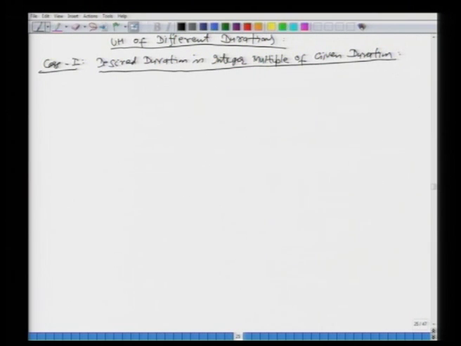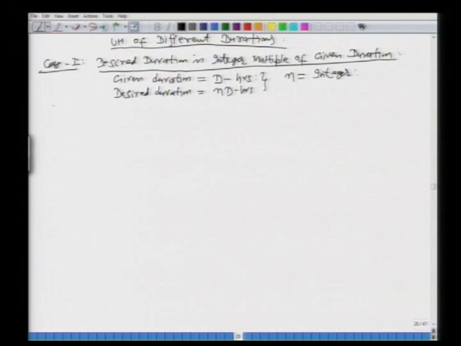That is to say, if the duration of the given unit hydrograph is d hours, and then you want to find out a unit hydrograph of a duration which is n times d hours, where n is an integer. So, this is case 1 in which n is an integer. Later on we will look at case 2 in which n can be a fraction. It could be a real number, for example, 2.3, 1.2 and so on.